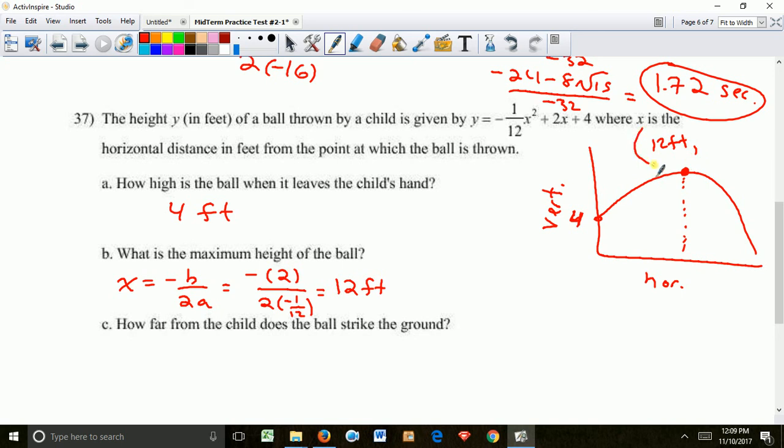So when the ball is thrown out, its horizontal distance traveled, all right, 12 feet to get to the highest point. But now we got to get the highest point. So now we plug in 12 into the original function and get y is equal to negative 1/12 times 12 squared plus 2 times 12 plus 4. And if you solve for that, you get 16. So what is the maximum height of the ball? It will be 16 feet.